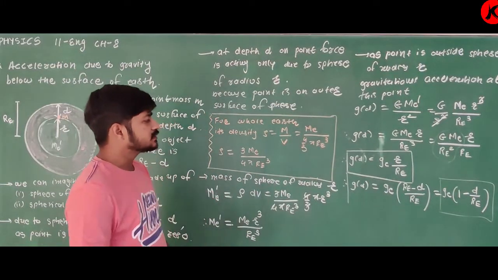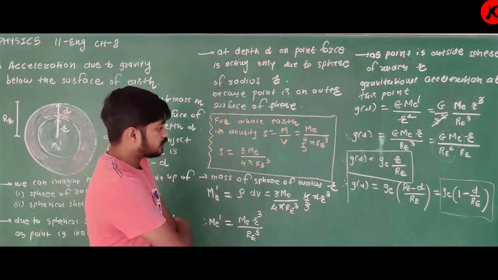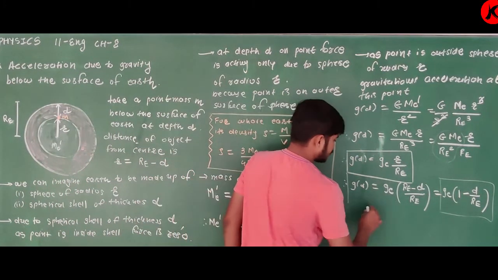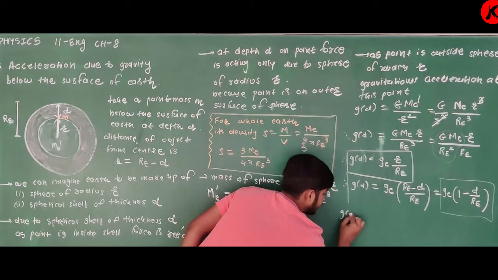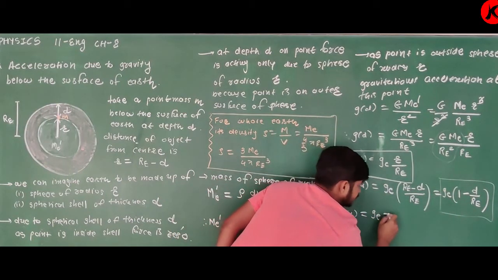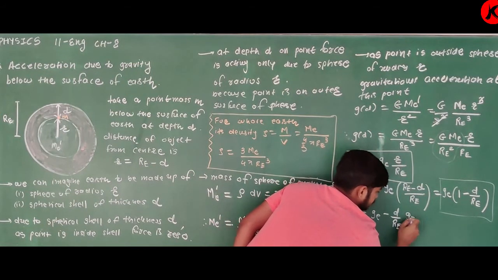And now, from this we will make some conclusion. Which type of conclusion? See, here, in this equation, if I multiply GE inside, then it is GE minus d upon RE GE.